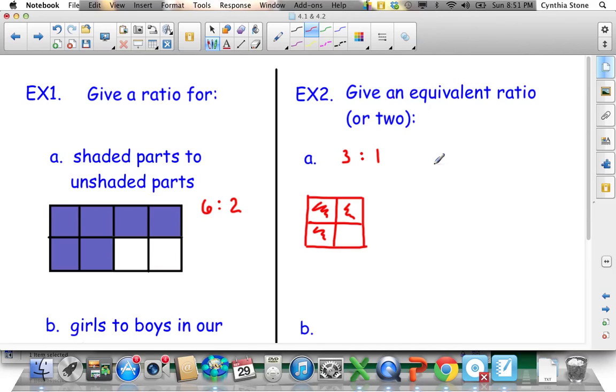Another way you could do, so this is a way of getting lowest terms, find a number that divides into both. Another equivalent ratio, another easy one, is just to multiply both sides by 2. And you could say 12 to 4. They all mean the same thing. I could keep going. I could say multiply both sides by 3 and say 18 to 6. These are all equivalent ratios. I could keep going forever. Okay?